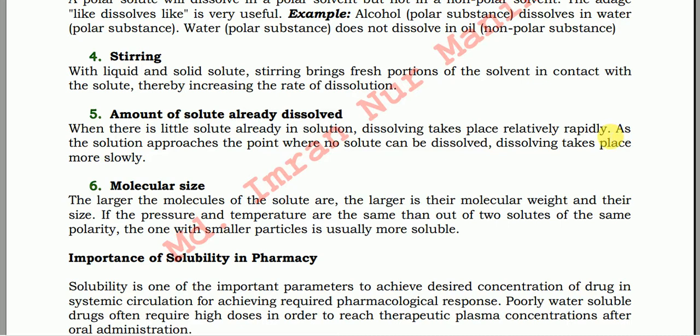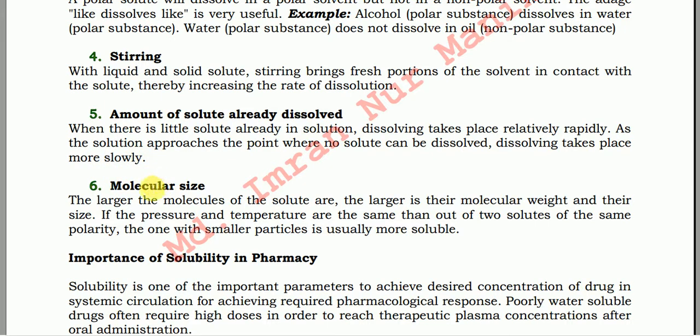On the other hand, if you take a saturated solution or saturated solvent or supersaturated solution or supersaturated solvent, then you will not be able to solubilize any amount of solute. As the solution approaches the point where no solute can be dissolved, dissolving takes place more slowly.